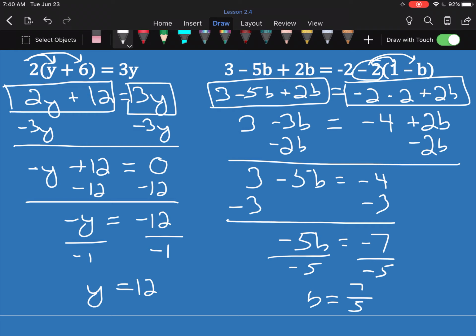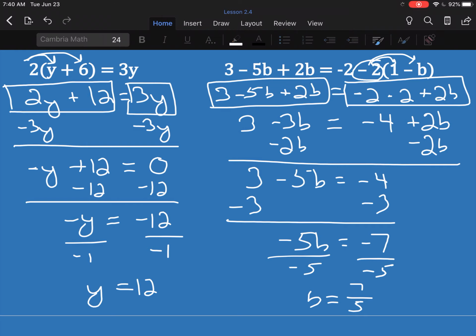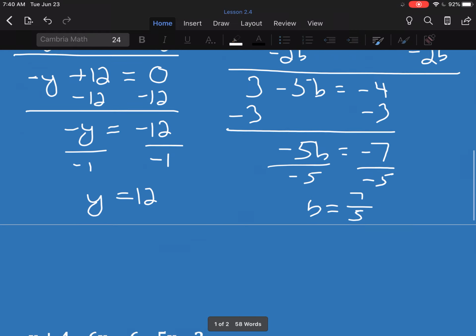Remember, in Algebra 1, we will leave our improper fractions as improper fractions. We're not going to bother changing those to mixed numbers. We're not going to make this 1 2/5. We're not going to make it 1.4. We're going to leave it as 7/5.